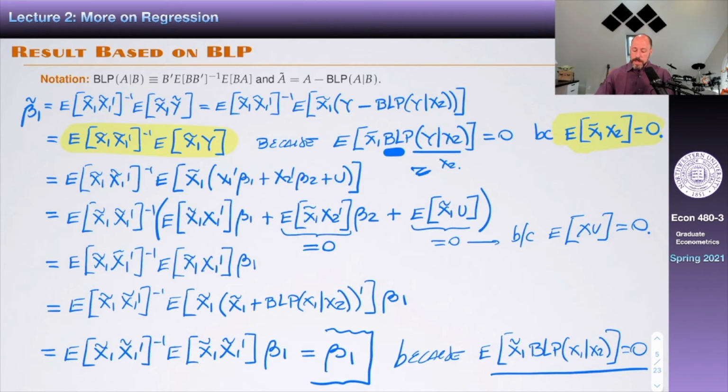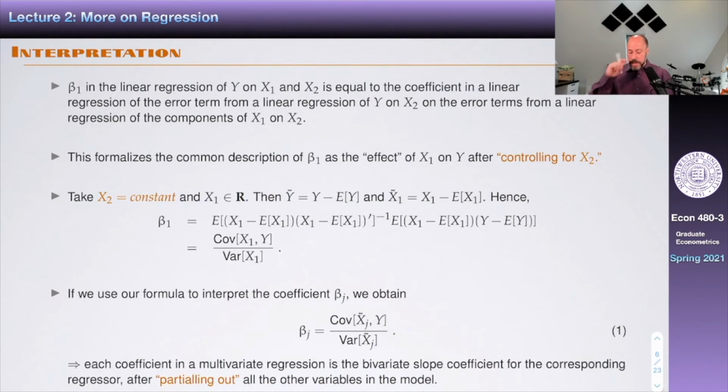So notice that this is a characterization of the beta in the population. Okay. So what I wrote here is essentially what was just said. I'm going to read it. Beta 1 in the linear regression of y on x1 and x2 is equal to the coefficient in a linear regression of the error term from a linear regression of y on x2 on the error terms from a linear regression of the components of x1 on x2.